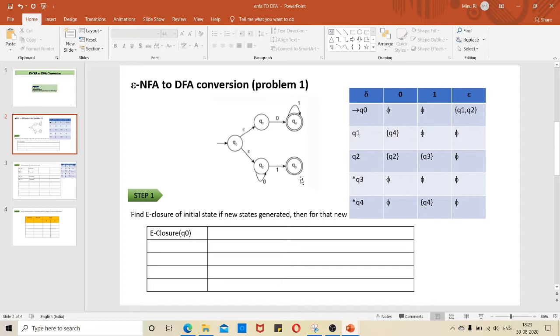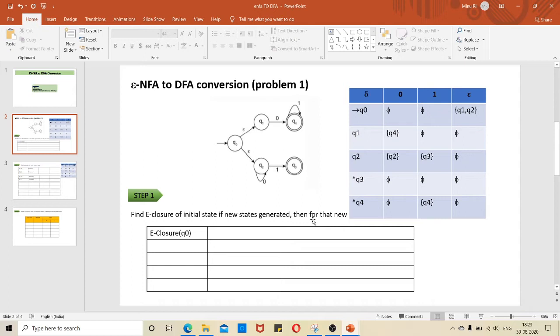While converting an NFA to a DFA, we'll have the same inputs, 0 and 1, and the same set of final states and initial state as in our NFA. As per the subset construction method, if we have n states, there may be a chance that we get 2 to the power of n states in our DFA. So how do we start the problem?